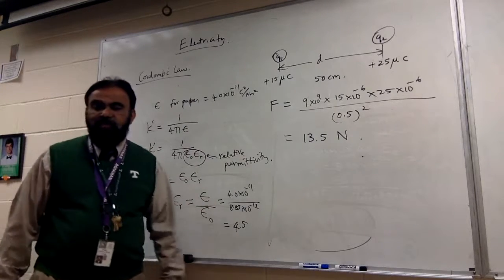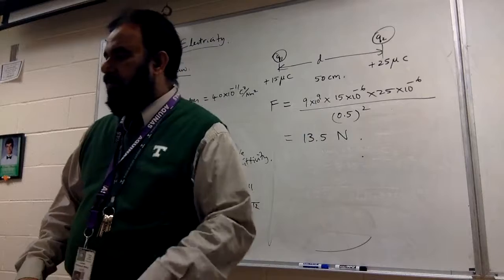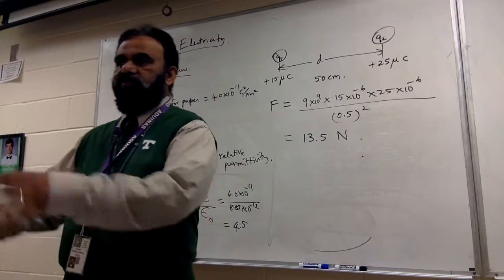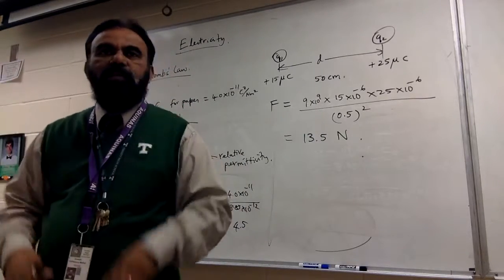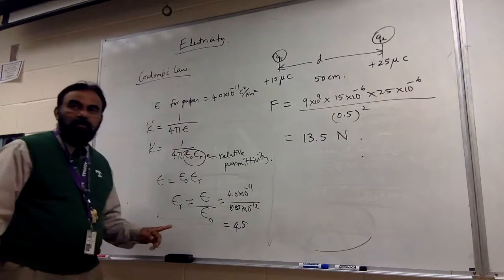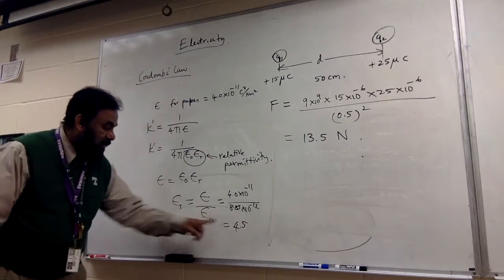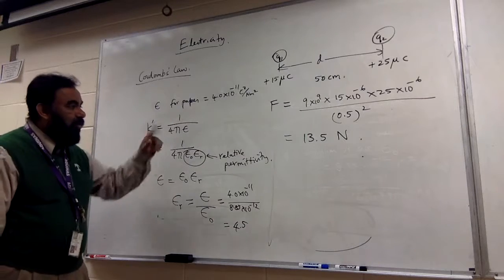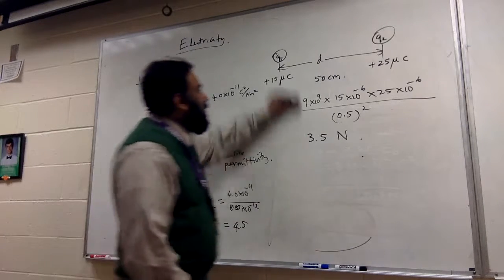So what is the relative permittivity of glass? 2.5. What is the relative permittivity of this? Just by numbers, yeah. So would you plug in 4.5 for epsilon? No. We put this in place of epsilon r. So what happens to your equation is this.